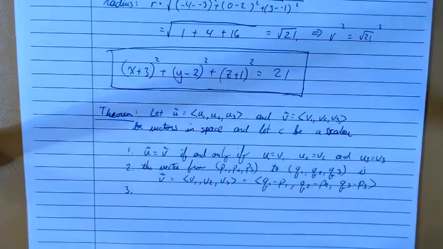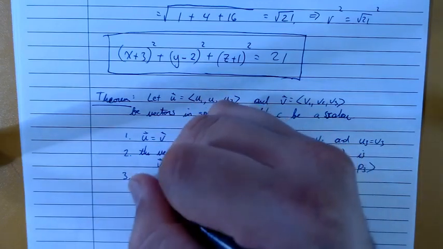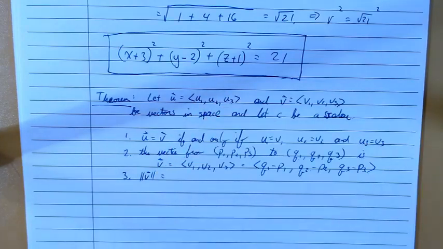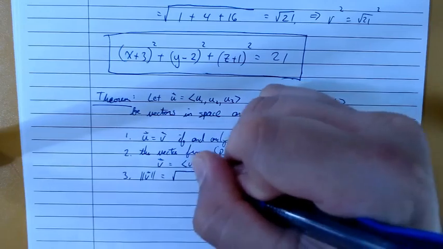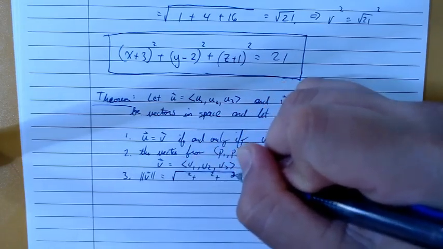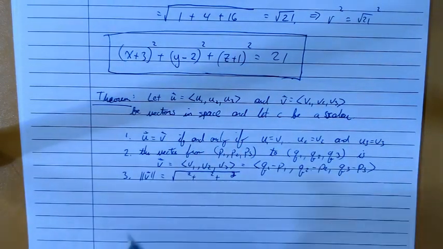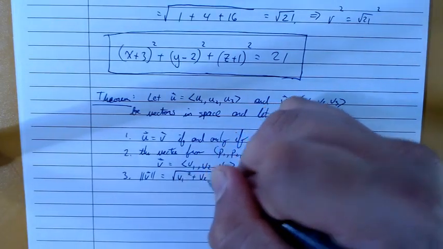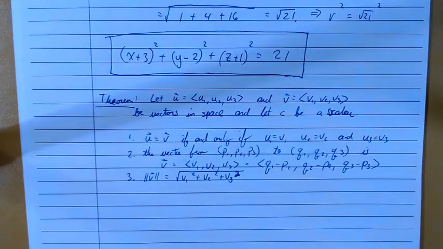The third property here is an extension of what we see in 2 dimensions, and that's the length, the magnitude of the vector v in 3 dimensions, is given by the square root of the sum of the squares of the 3 components. Before we only had 2 components, but in 3 dimensions now we have 3 components. So that'll be v1 squared plus v2 squared plus v3 squared, and we'll take the square root of all of that.